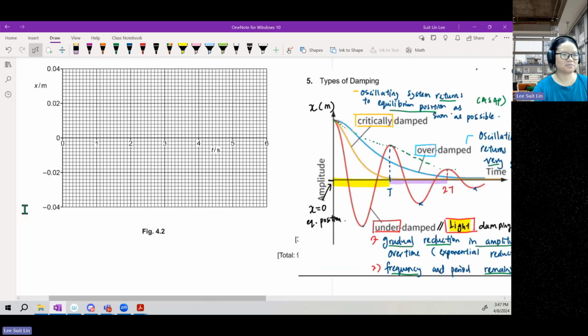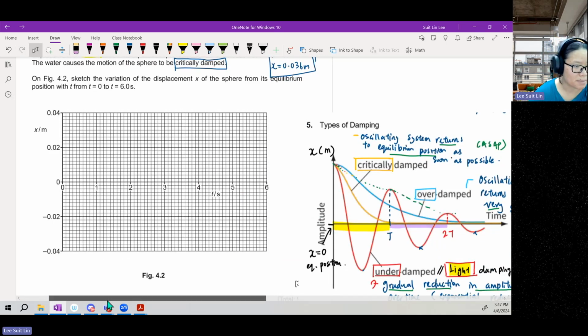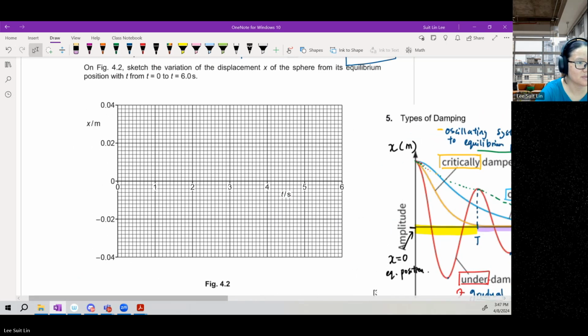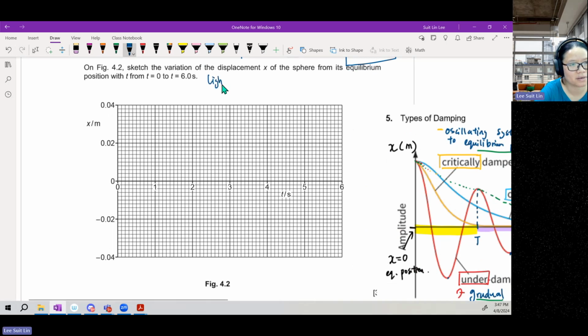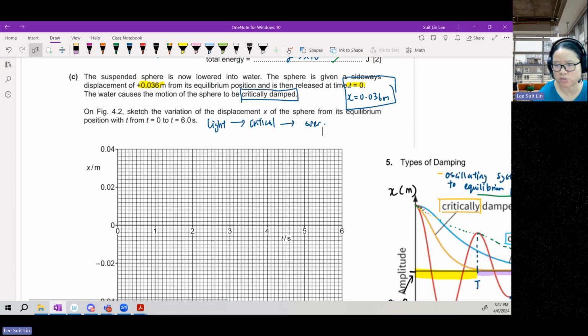We all write this down here. The damping order would be light damping to critical damping to over damping. So you want to return to equilibrium position as soon as possible.